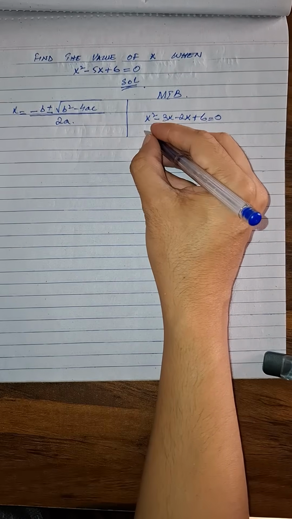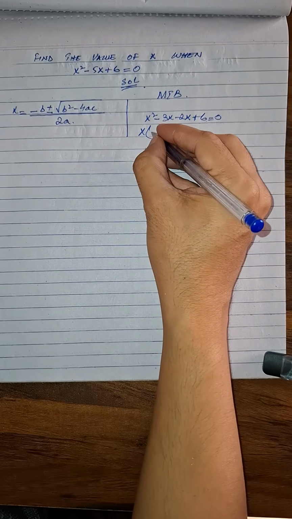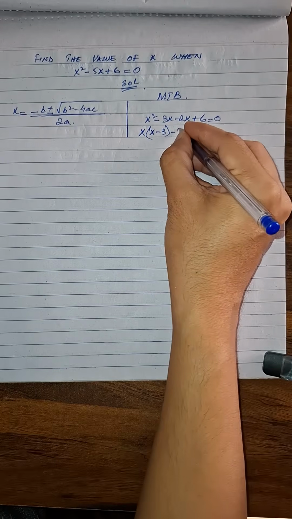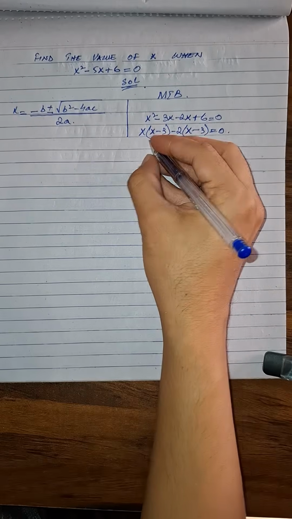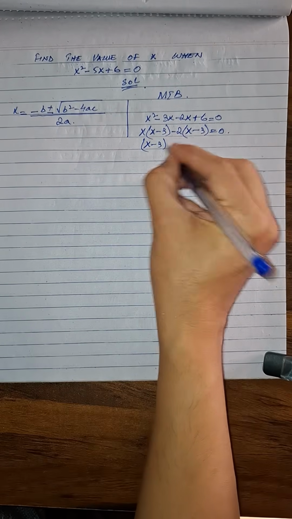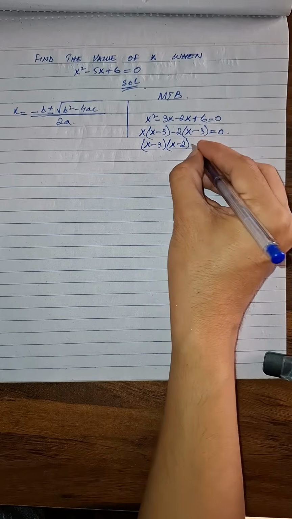So we can write it as x. We take x common from the first two terms, and we'll have x minus 3, and we'll take minus 2 common, so we'll have x minus 3 times minus 2 equals 0. So now we take x minus 3 common, and we'll have x minus 2 left, equals 0.